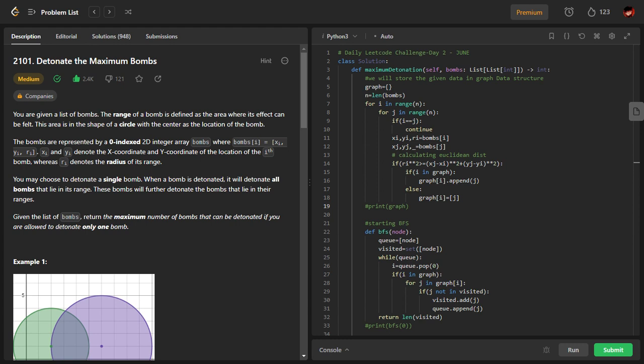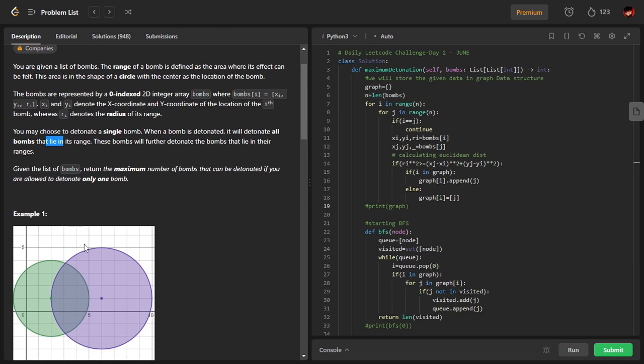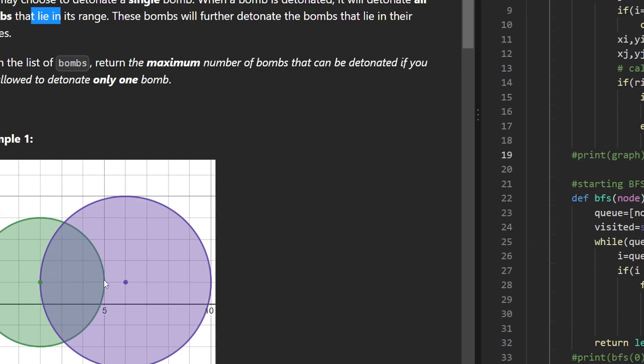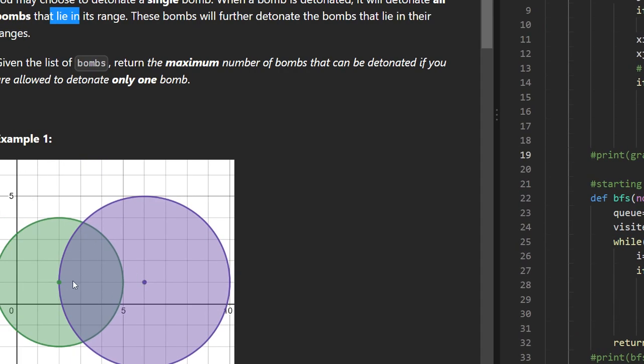Now this is all about how the question is given to us, but what we have to do is still not mentioned. So they have mentioned here, you may choose to detonate a single bomb. When a bomb detonates, it will detonate all the bombs that lie in its range. For example, if you detonate this violet bomb, you can see the green bomb is also at its circumference, that means it's within its radius. So if you detonate this bomb, the green bomb will also detonate. That is the basic idea.